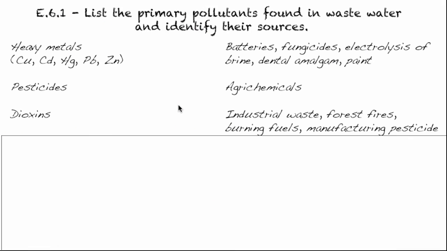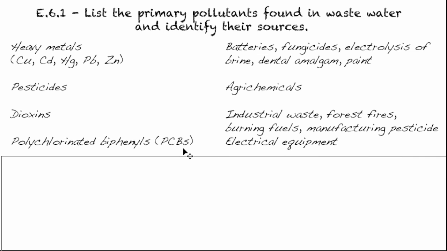They actually bioaccumulate and stay in the fatty tissues, so your body doesn't get rid of them. And they're mostly transmitted through food as you go higher up on the food chain. So it's generally noted that as you eat more animal products, the dioxins will increase because that's higher up on the food chain. Those sources come from industrial waste, forest fires, burning fuels, and manufacturing pesticides.